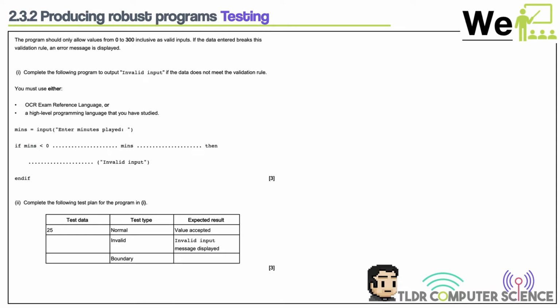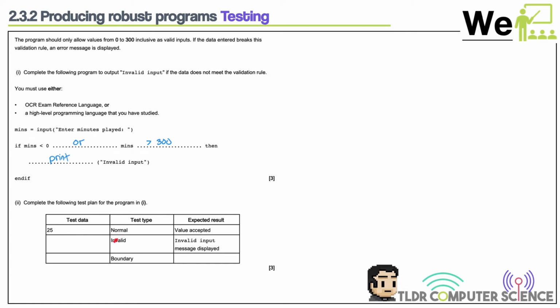So if the mins is less than 0, or if mins is greater than 300, so this is outside the range, then what? Then print invalid. Fantastic. And then we have a test plan here we need to have a look at. Remember, we've got normal, otherwise known as valid, invalid data types, and boundary. Potentially we could also have erroneous, but it's not included here.